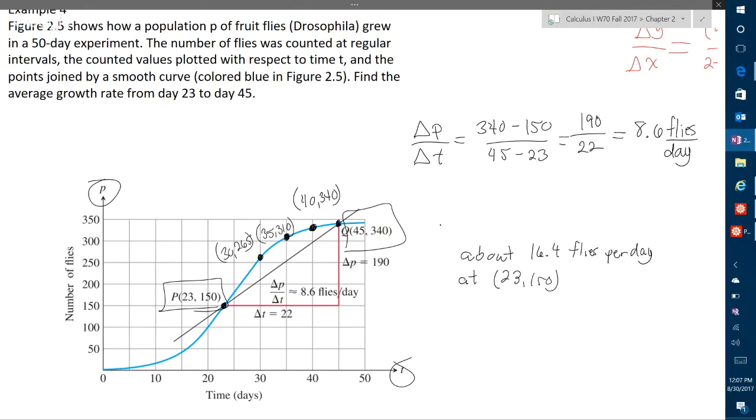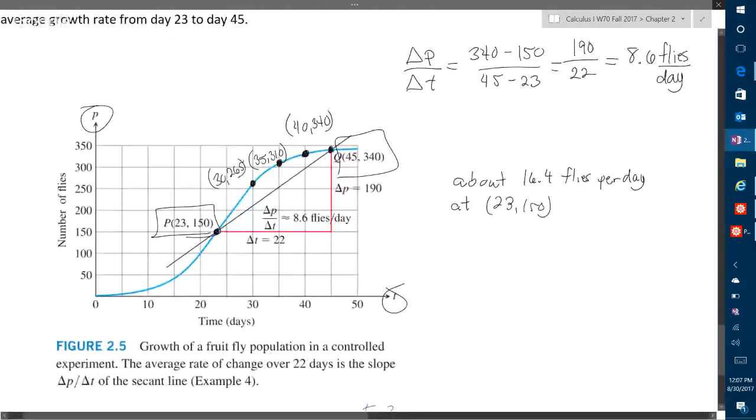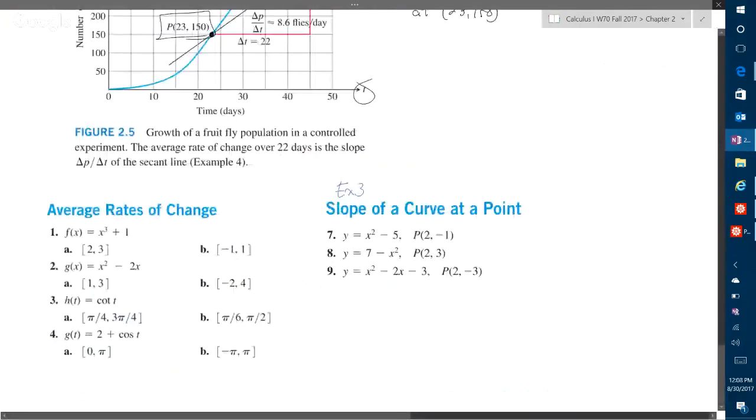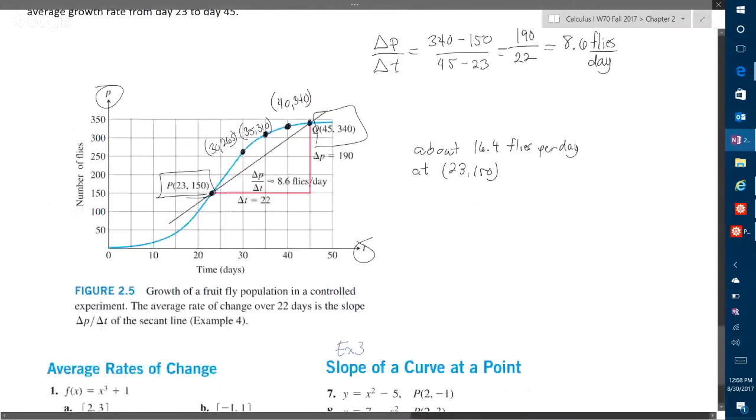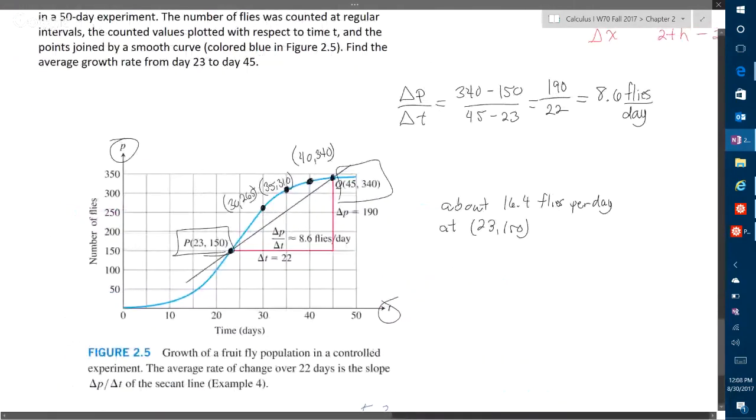There are, like I said earlier, problems at the end of this for you to practice. They are down here: average rate of change and slope of a curve at a point. So just extra practice for you guys.